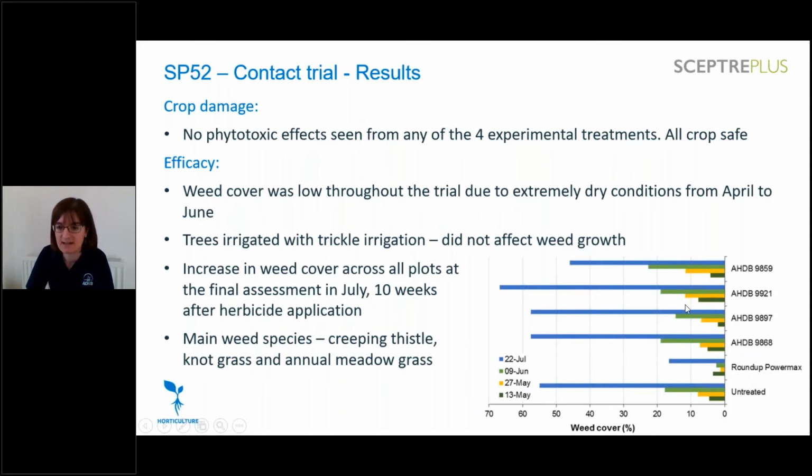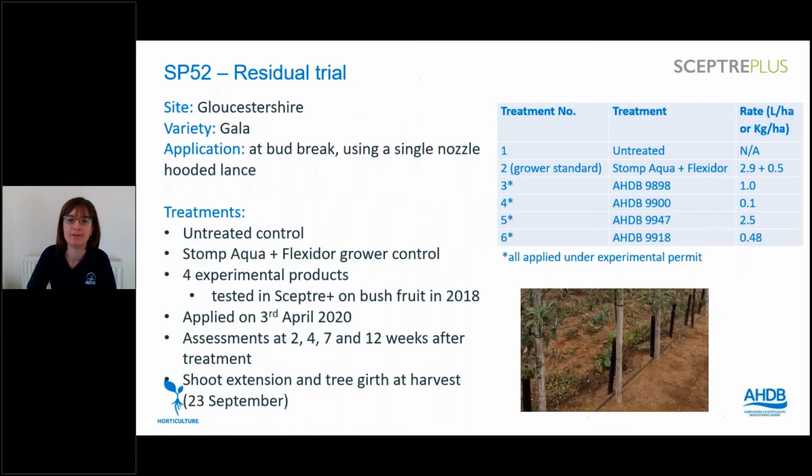If you look at the different coloured bars earlier on in the trial, so from the 27th of May and the 9th of June, then actually everything is all very low and very comparable with the untreated. So not really much to pick out there in terms of those products earlier on. There's nothing jumping ahead or falling behind in terms of its efficacy earlier on in the trial. So I'll come back to how we take that forward in a moment.